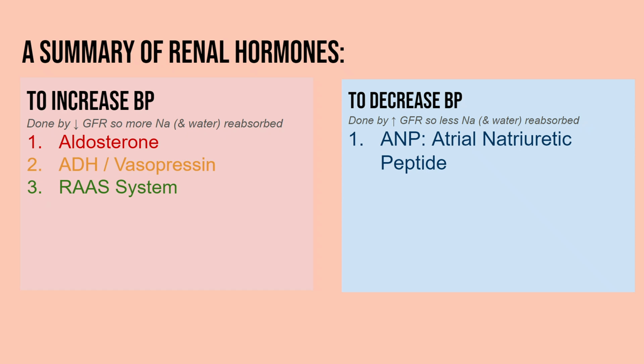Just to see if you guys understand this, if I asked what hormone would be released if there's high blood pressure, which one would you say? Yeah. The wording can get a little tricky, because the goal of ANP is to decrease blood pressure, so it would be released when there's high blood pressure.